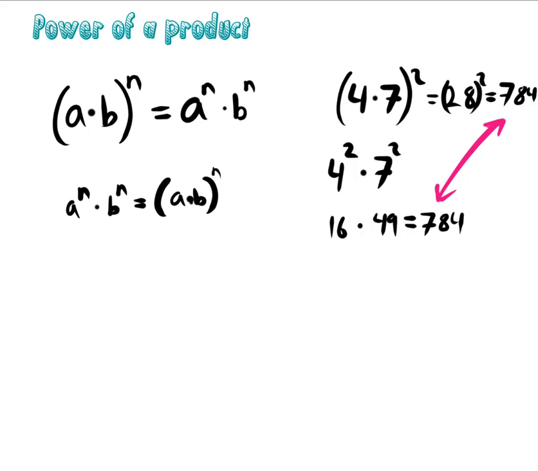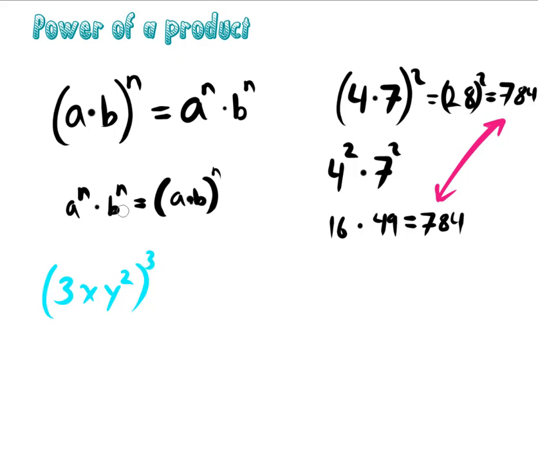So let's do another one here. Let's do a different color. Black can be a boring color if we're always using it. So let's go with teal. I like that. So we have 3x times y squared, all to the 3rd power.